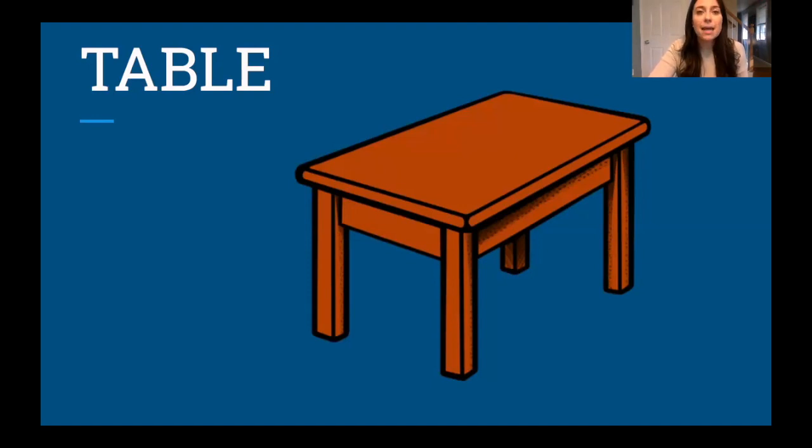Try it. Table. Now, if you watch the video on syllables, you would know that clapping out the syllables might be helpful. Table. Now, if you can't get the B sound in the middle, you can break up the word a little bit more. Ta-ble. And then it kind of helps to get that B sound without having to worry so much about the beginning of the word.